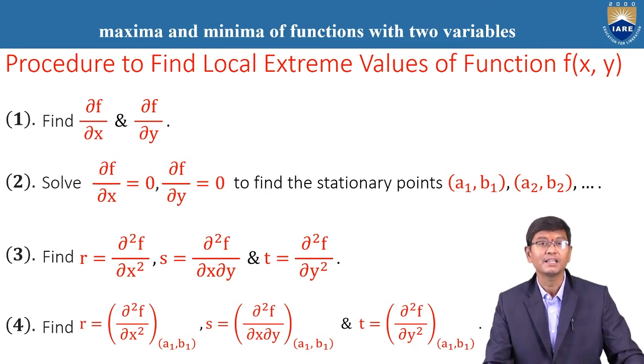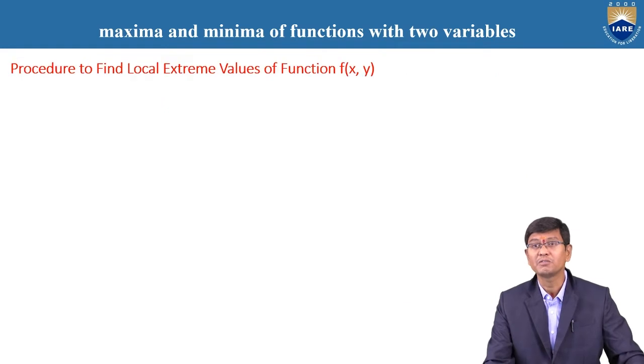And again, after getting r, s, t, we need to find them at each stationary point. That is, r is equal to ∂²f/∂x² at the point (a1, b1), s is ∂²f/∂x∂y at the point (a1, b1), and t is equal to ∂²f/∂y² at the point (a1, b1). Like this, we need to find the procedure.